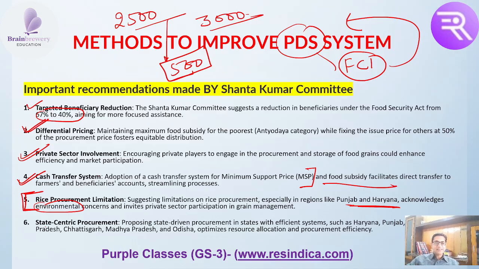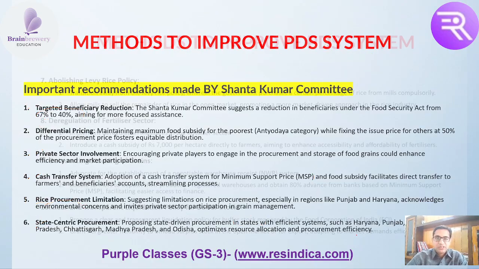Then state-centered production. The state has to look forward to it. State-driven procurement has to happen. It should not be that the central government is procuring. It should be the state which is procuring, so that a proper amount of resources can be allocated, because states know how much money, how many resources, and how much food grain are needed for distribution in their PDS system. So this improves the procurement efficiency.